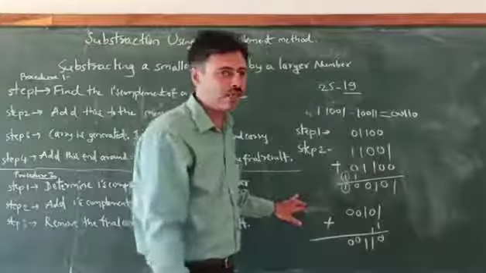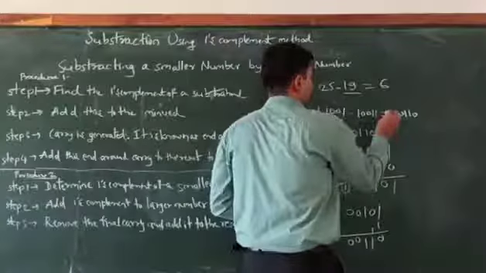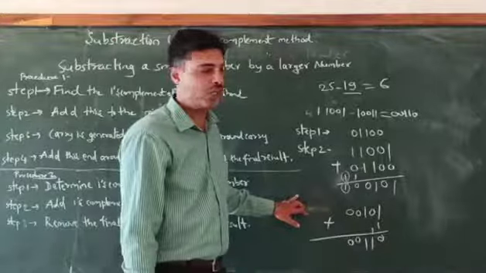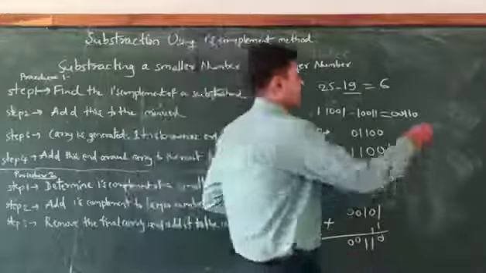You can cross check your answer. We know the value of 25 minus 19 is 6. You can cross check: 0 0 1 1 0.